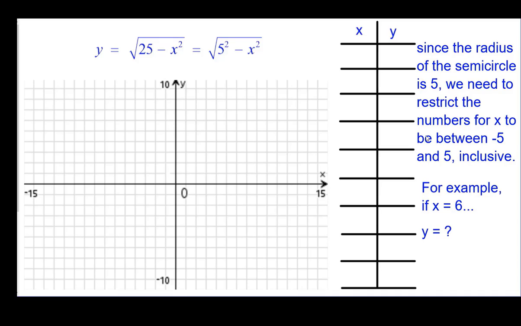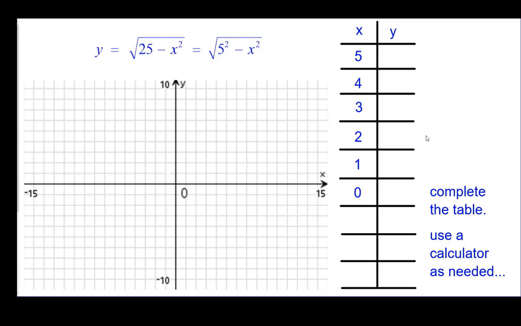Well, let's try 6. If I use 6 for x, the square root of 25 minus 6 squared, 25 minus 36 is negative 11. Non-real answer. Similarly, if we go with negative 6, 25 minus the quantity negative 6 squared is also going to be an imaginary or complex number. So we need to keep between 5 and negative 5 inclusive.